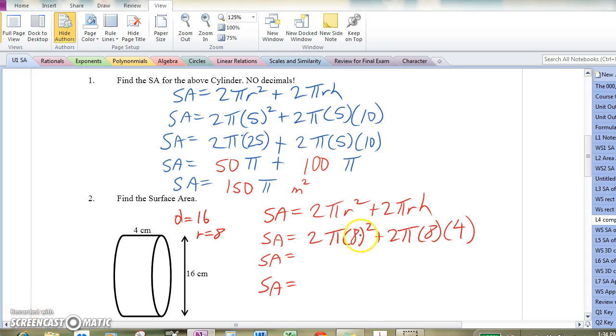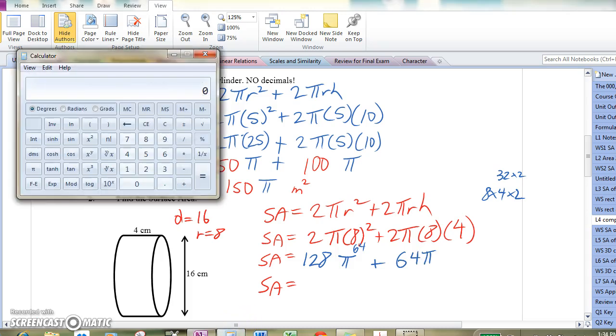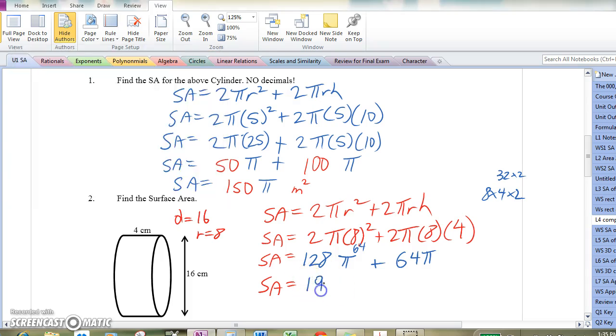In your head, you can go 8 times 8 is 64, times it by 2 is 128. Okay, so we have 128 pi plus, now instead of going 2 times 8, you can also go 8 times 4 times 2. Any order is fine, because then it's 32 times 2, which is easy to get, 64 pi. Okay, add them together. Let's see, 128 plus 64 equals 192 pi. Final answer.